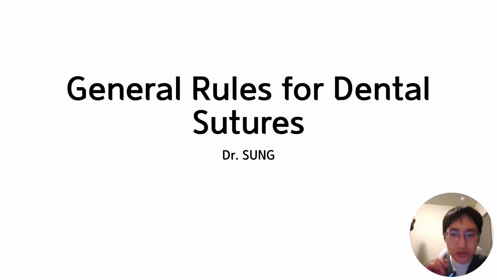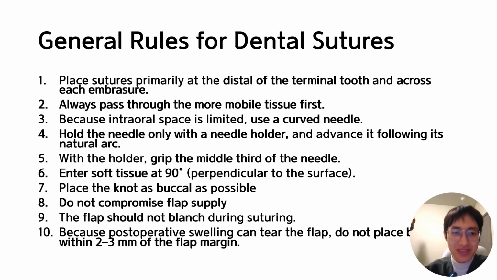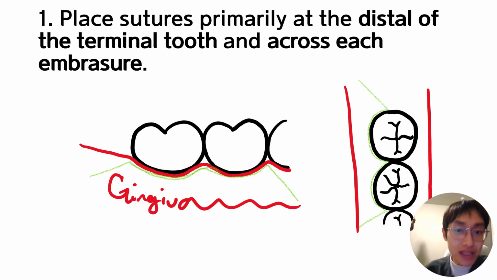Alright, 10 general rules for dental sutures. Hopefully you will enjoy this video and you will learn something from it. Here are 10 rules. I'm going to tackle them one by one with the illustrations that have been drawn by Dr. Sung. Alright, number 1. Place a suture primarily at the distal of the terminal tooth.